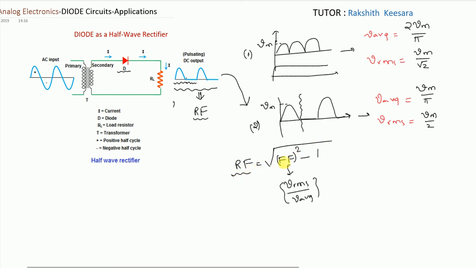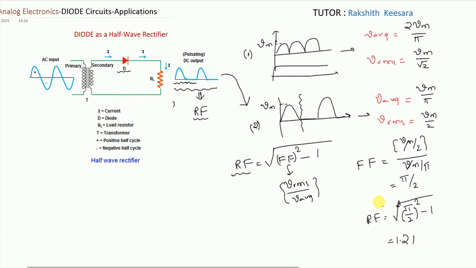For finding ripple factor, we should find form factor first. So what is form factor? Vrms by V average. Vrms is Vm by 2. V average is Vm by pi. So form factor is pi by 2. Next, similarly, ripple factor is root over (pi by 2) whole square minus 1. So I got 1.21. This is the ripple factor, guys.